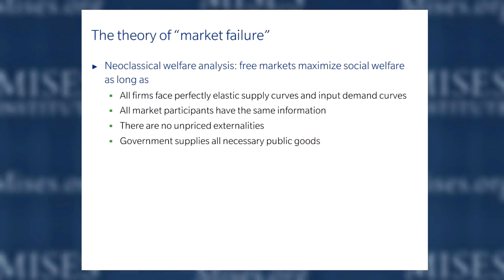Everything is perfectly competitive, so-called. All firms face perfectly elastic supply curves and input demand curves, so there's no monopoly or monopsony. All market participants have the same information, so there can't be any asymmetries or agency problems or information issues. All externalities are fully priced out, and the government has supplied the efficient amount of all public goods. As long as those conditions are met, whew, then we can step aside and say the market is perfectly efficient, right?